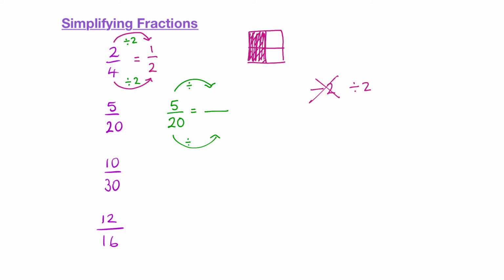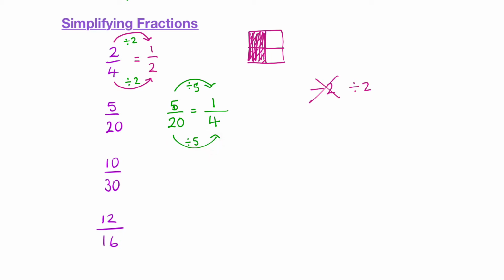When we're dividing, we've got to divide top and bottom by the same amount. So it has to be that these two numbers are both in the same times table, because we've got to divide by the same thing. So what times table will you find 5 and 20 in? Well, that would be the 5 times table, wouldn't it? So we're going to divide top and bottom by 5. So 5 divided by 5 is 1. And 20 divided by 5 is 4.